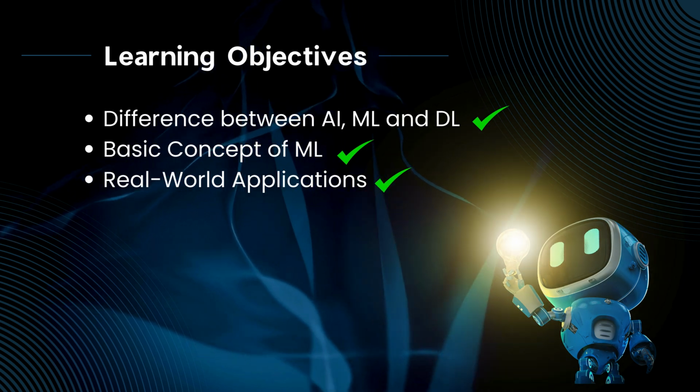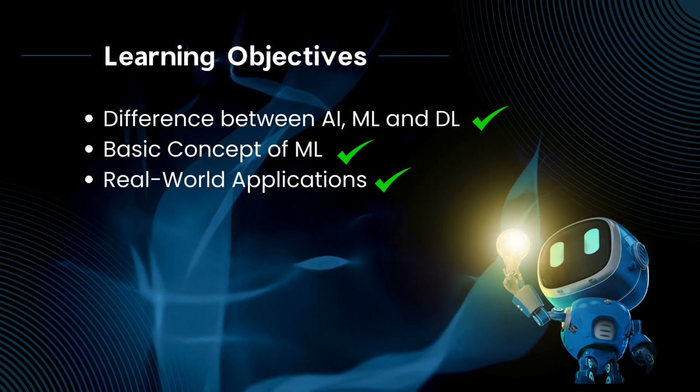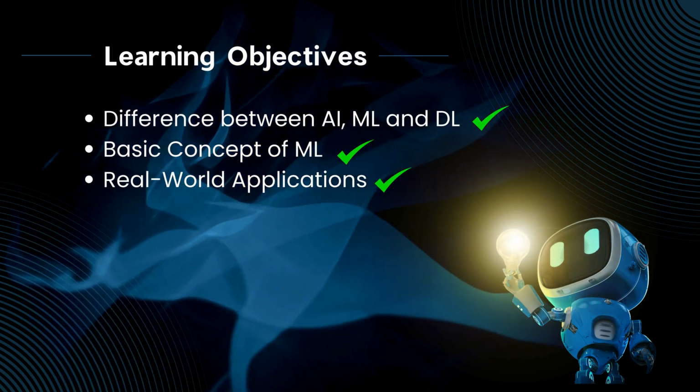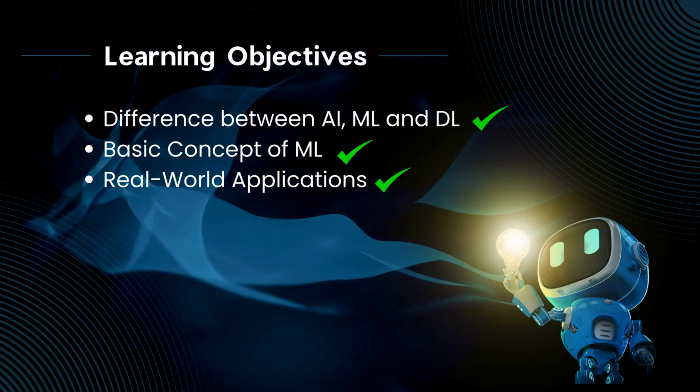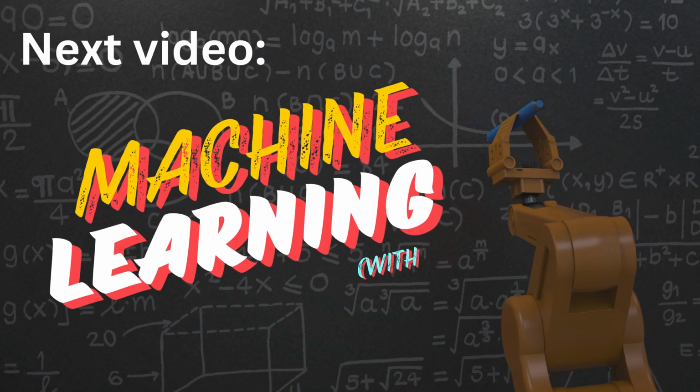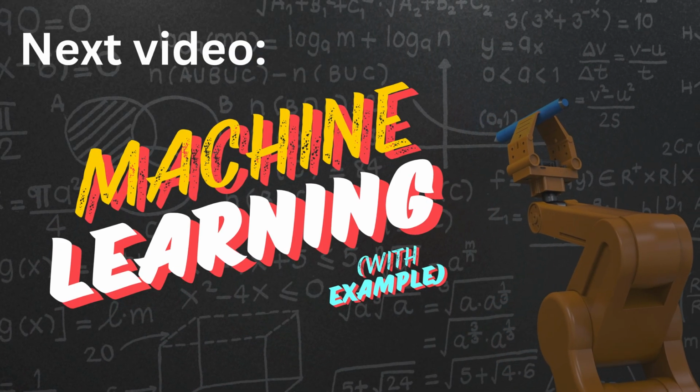To wrap up, today we explored the difference between AI, ML, and DL, and discussed some basic concepts in machine learning, including datasets, features, labels, and models. In the next video, we'll get hands-on with a simple machine learning example.